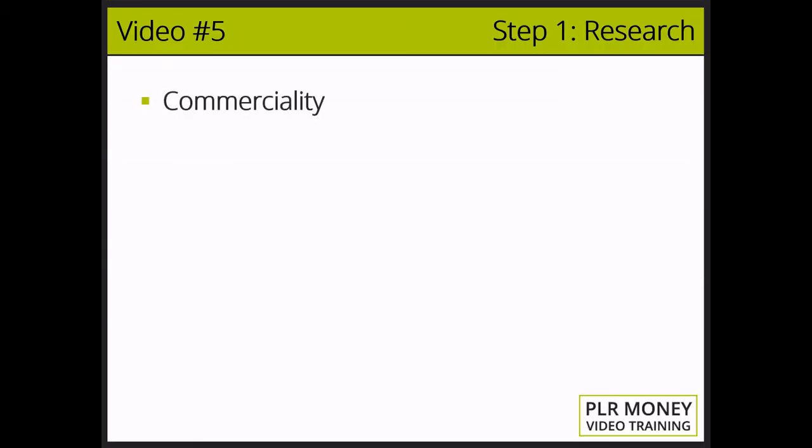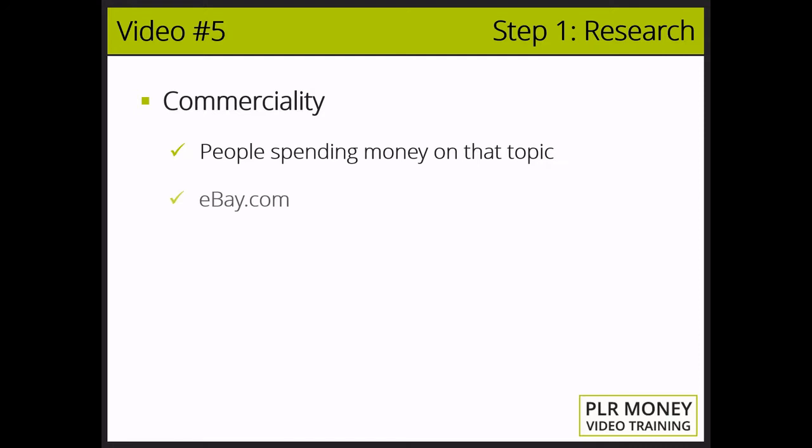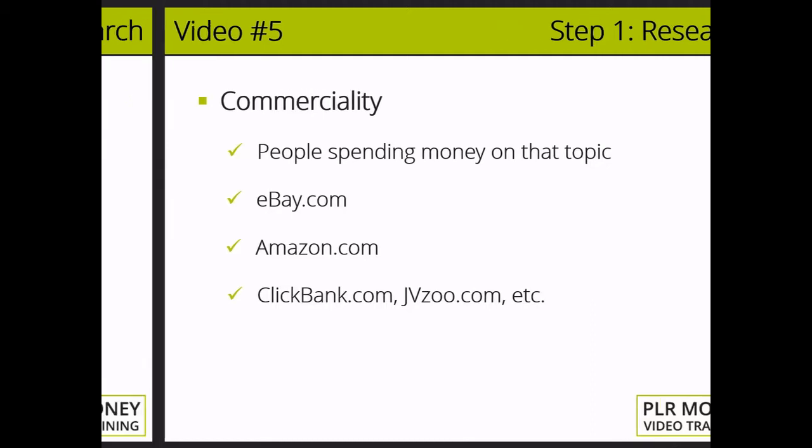For commerciality, we mean if people are spending money on that topic. We can use online retailers such as eBay.com, Amazon.com, ClickBank.com, JVZoo.com, etc. These will help us find best-selling products that will tell us how commercial the topic is over the web.